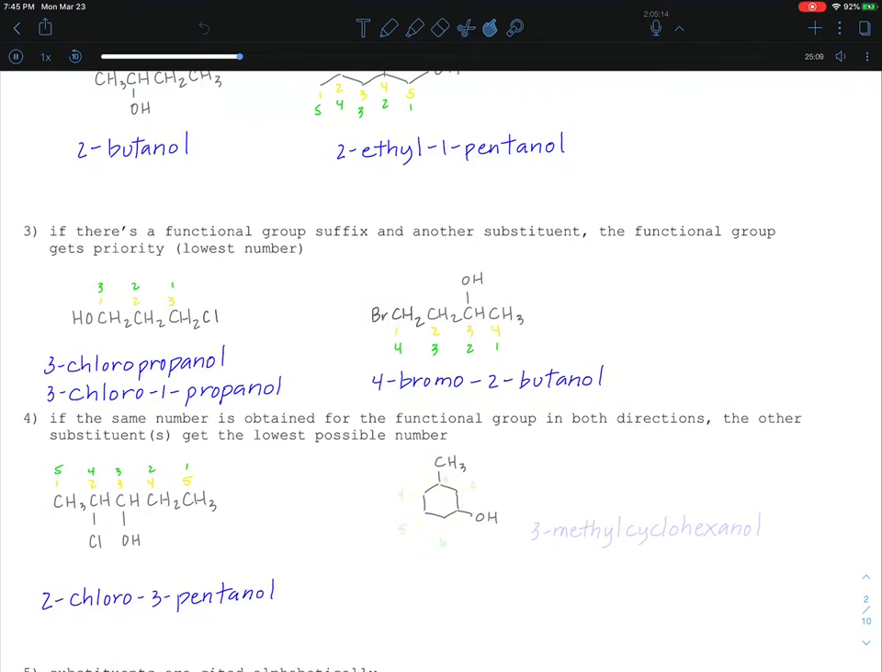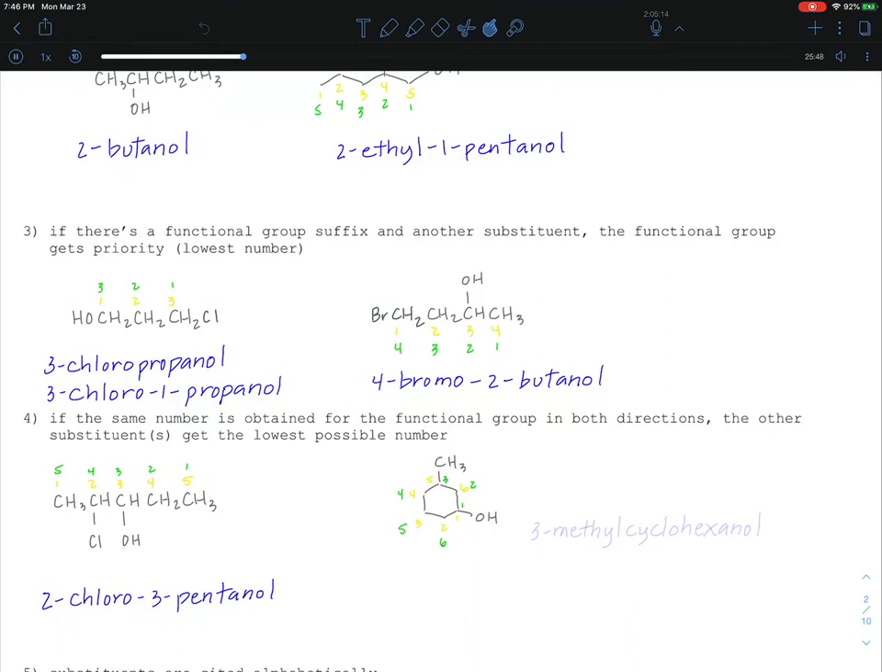So for the next one, we have a ring, right? So this thing can be numbered a couple of different ways because your functionality is the hydroxyl group, and so the alcohol is going to take priority. The methyl group is just a substituent. So I could go in this direction, 1, 2, 3, 4, 5, and 6. Or I can go in the other direction and say 1, 2, 3, 4, 5, and 6.